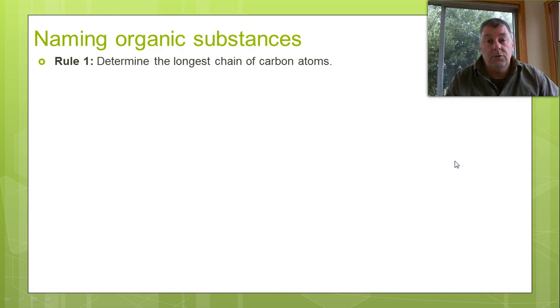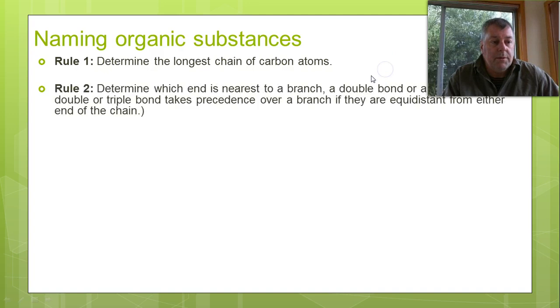So, naming organic substances. Now there's a whole list of rules. I'm going to give you 6 rules and we'll run through them, and then we'll do some examples. They're fairly logical. There's a couple of twists in there, but with a bit of practice you should be okay. So the first rule is determine the longest chain of carbon atoms, and that will determine what's called the stem name. You then determine which end is nearest to any branch or double bond or triple bond, and if you do have a double bond or a triple bond, that takes precedence.